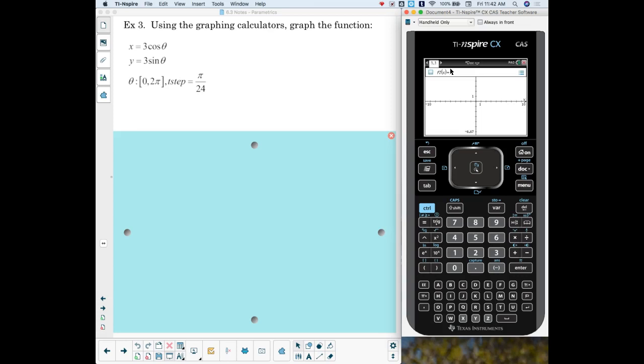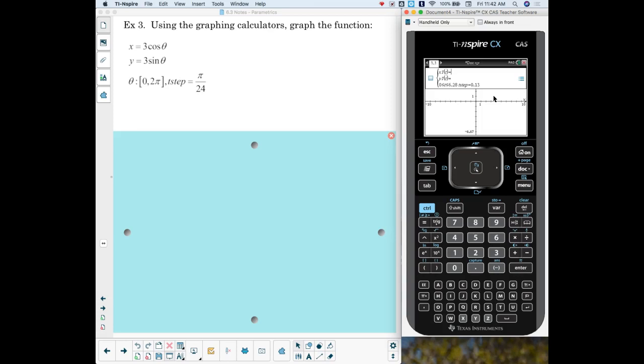Well, we're graphing a parametric function, so I need to go to the graphing calculator, go into Menu, and go into number 3, Graph Entry or Edit. Right now I'm in function form, but I want to graph a parametric function, so I need to switch that. Now the format that I need to type in looks exactly like my problem.